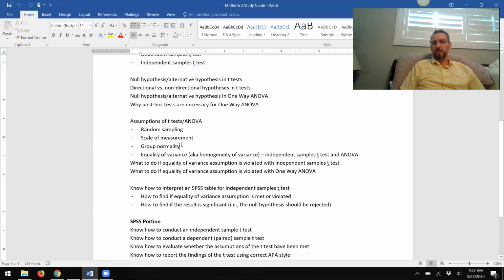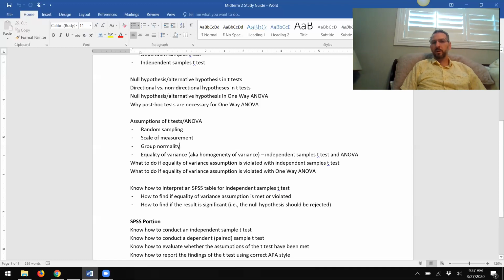The group normality, this one is that the dependent variable needs to be normally distributed. So for the dependent variable, you need to run the skewness and kurtosis and look and see, are both of those figures between -1 and 1.